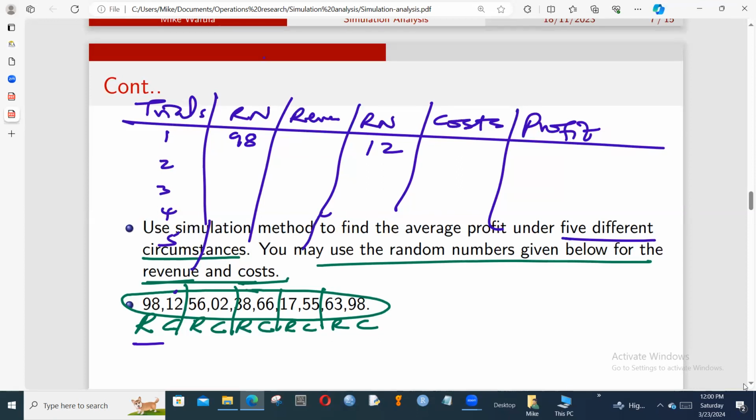We are filling in that this is a working sheet. Then the next one I'm talking of, the second trial circumstances: 56 is the random number for revenue, and then 02 is the random number for cost.